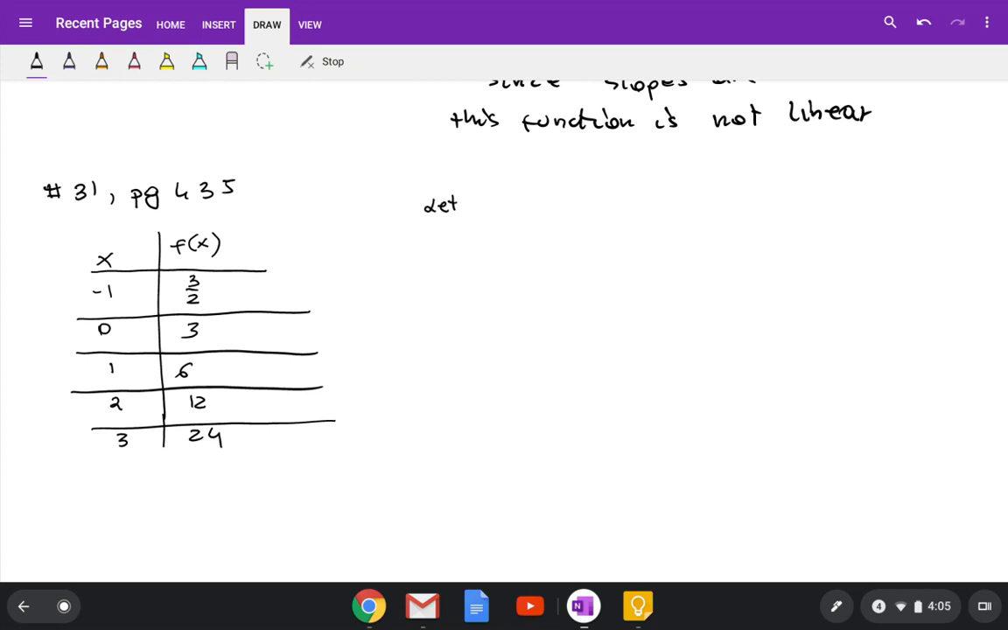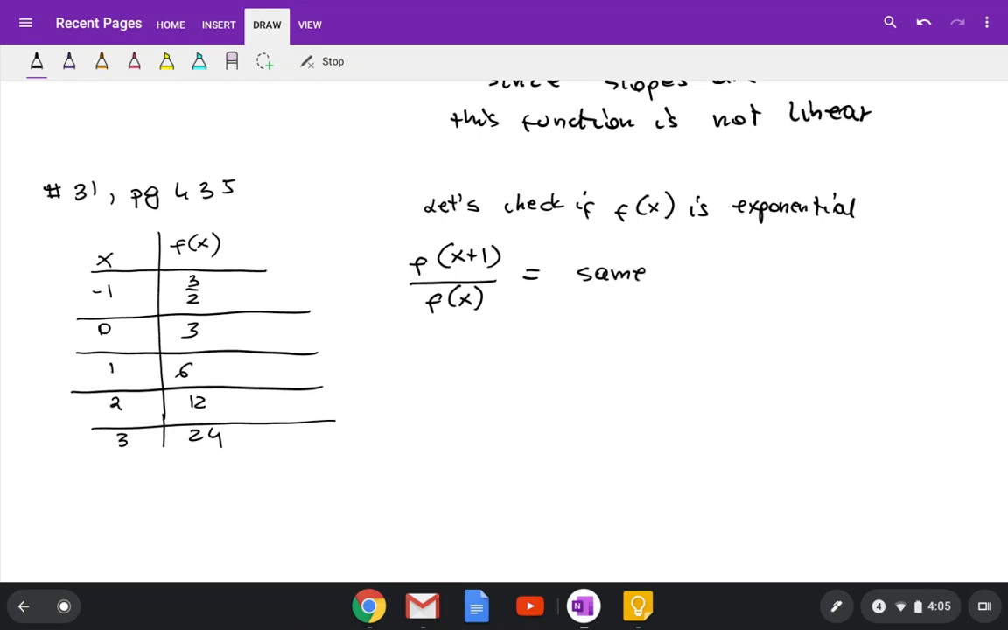So let's check if f of x is exponential. For exponential functions, what you're proving is that f of x plus 1 over f of x is all the time the same, and that should be equal to the base of the exponential function. So we're taking the ratio of two consecutive outputs.